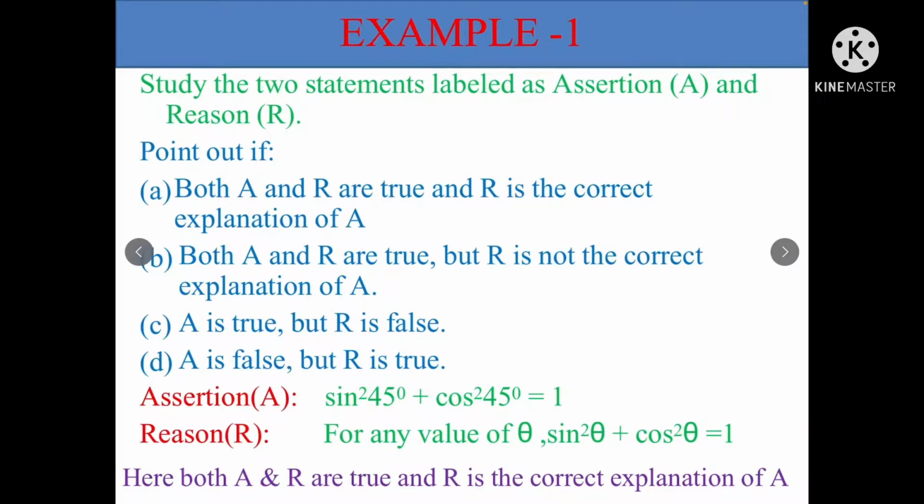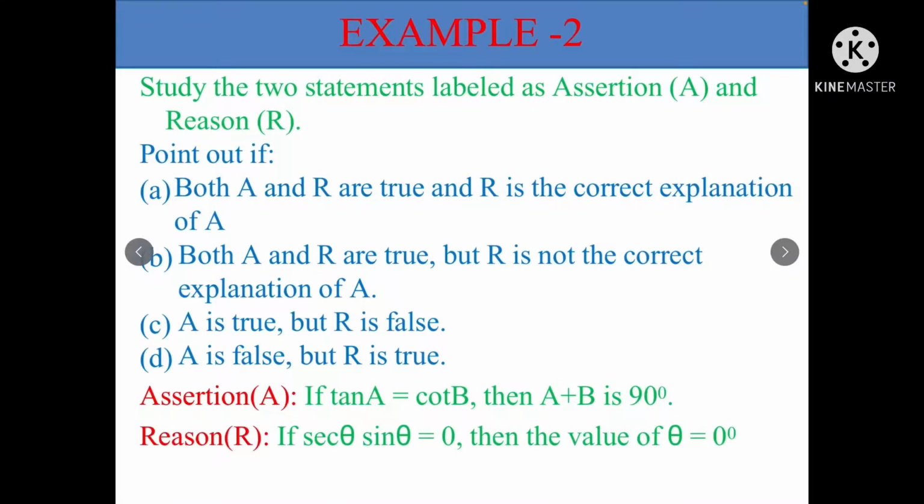Now comes to example number 2. Study the two statements labeled as assertion and reason, and here these are the four alternatives. The assertion is given: if tan A is cot B, then A plus B is 90 degrees. Cot B, we know, is tan of 90 minus B. So A equals 90 minus B, means A plus B is 90. So the assertion is true.